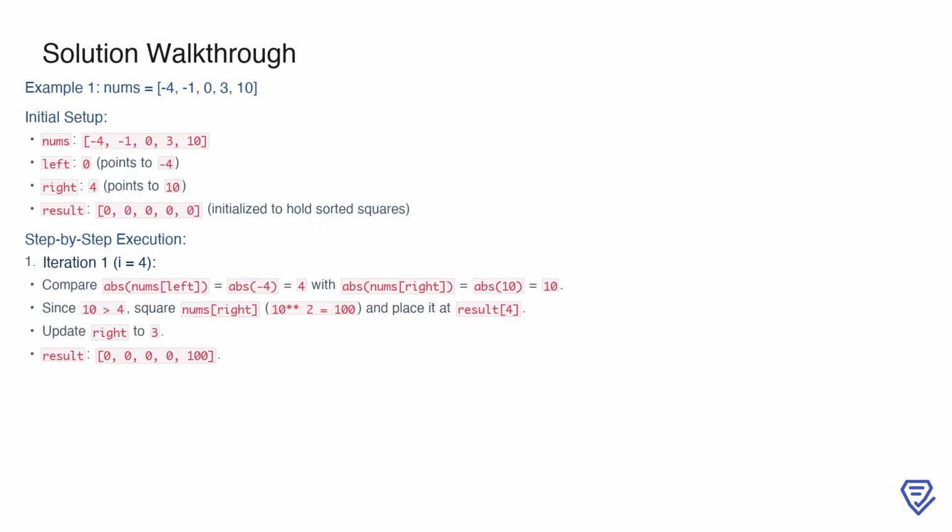To solve the problem of sorting the squares of a sorted array, we start with the given input nums as -4, -1, 0, 3, 10.